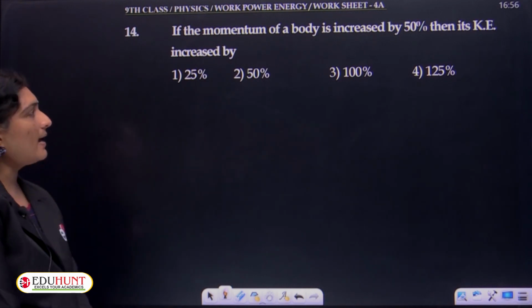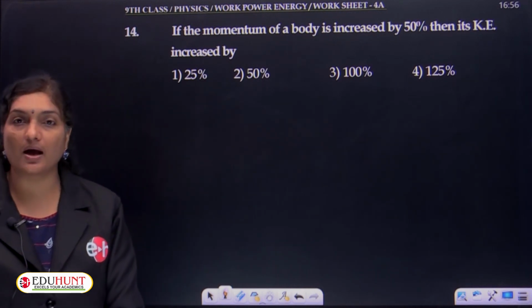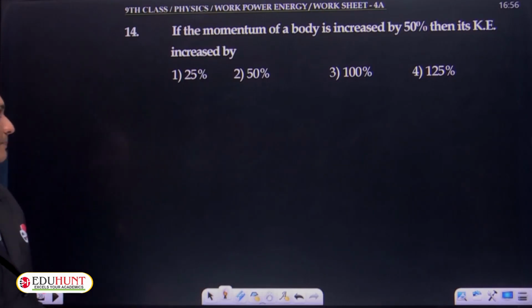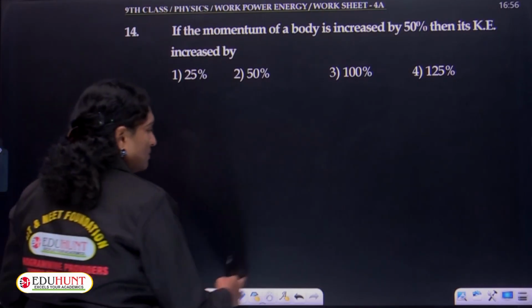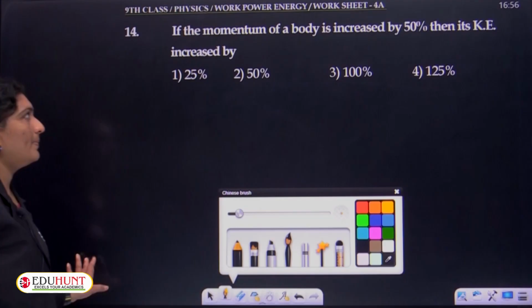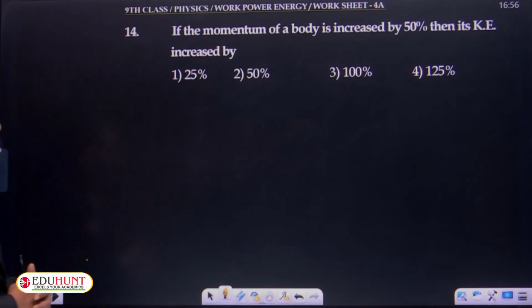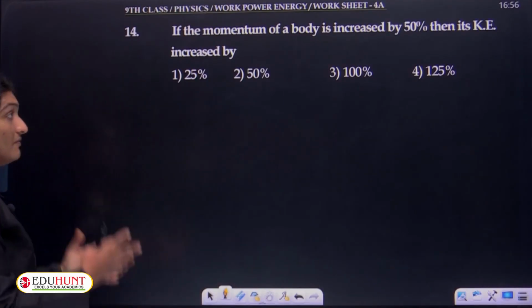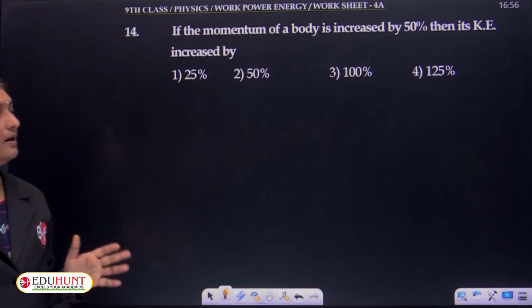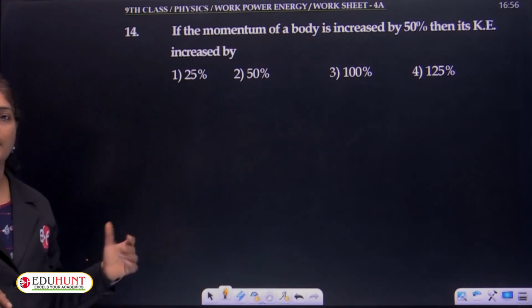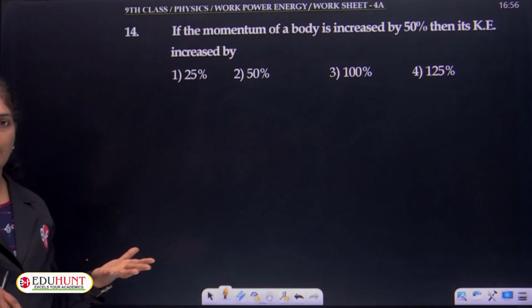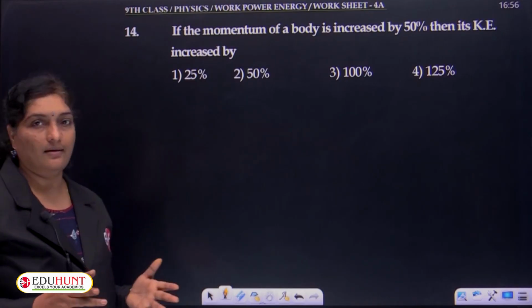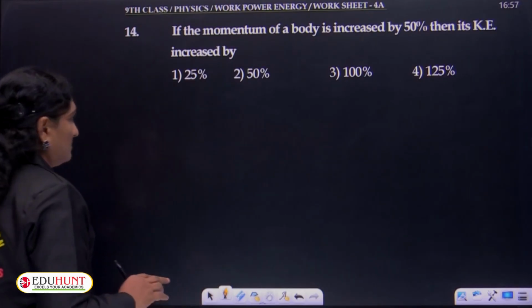50%, then its kinetic energy increases by... So let us try to solve it. This is a peculiar question, children. Now concentrate properly. One after the other we'll solve. It's a vast increase. 50% is very much large, so you can't use those percentage error formulas like delta K and all. Directly we'll go with that.